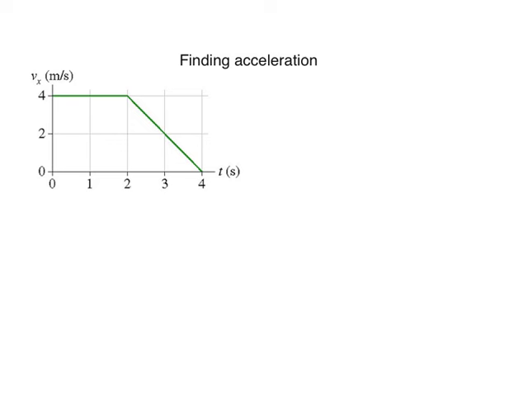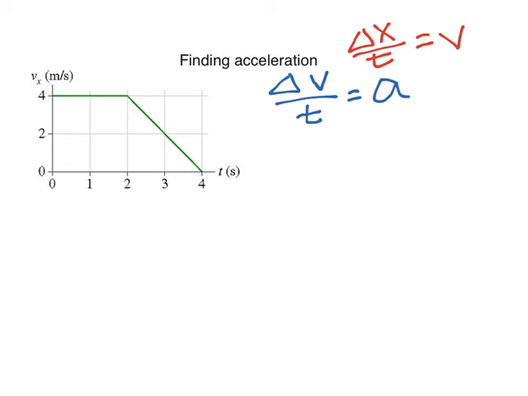Alright, now that we understand more about velocity graphs, we can use them to find acceleration. So looking at this graph, we can see the velocity graph over time. Hopefully from our definitions we remember that change in velocity over time gives us our acceleration. Now hopefully this looks a little similar to when we talked about change in position giving us velocity.